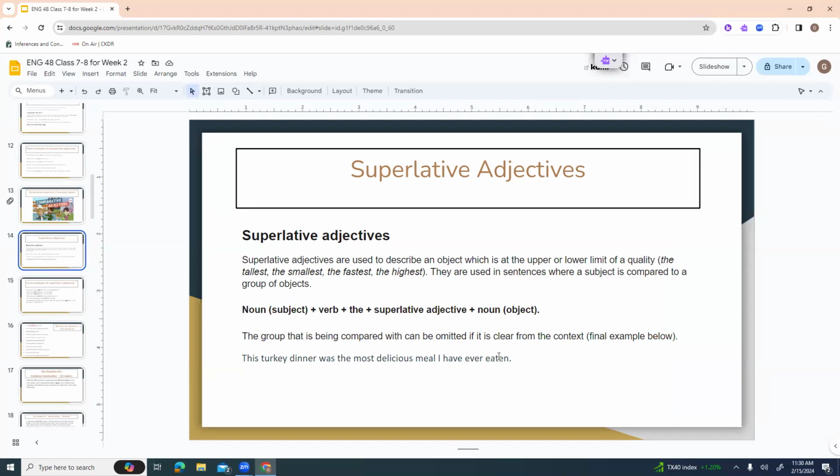And again, you're going to follow this pattern. Normally, the noun plus the verb plus the superlative adjective plus the other noun that you're comparing it to. And again, the last noun can be omitted if it's clear from the context. This turkey dinner was the most delicious meal I have ever eaten. So turkey dinner is your noun, was is your verb, the most delicious is your superlative adjective, and then meal I've ever eaten.